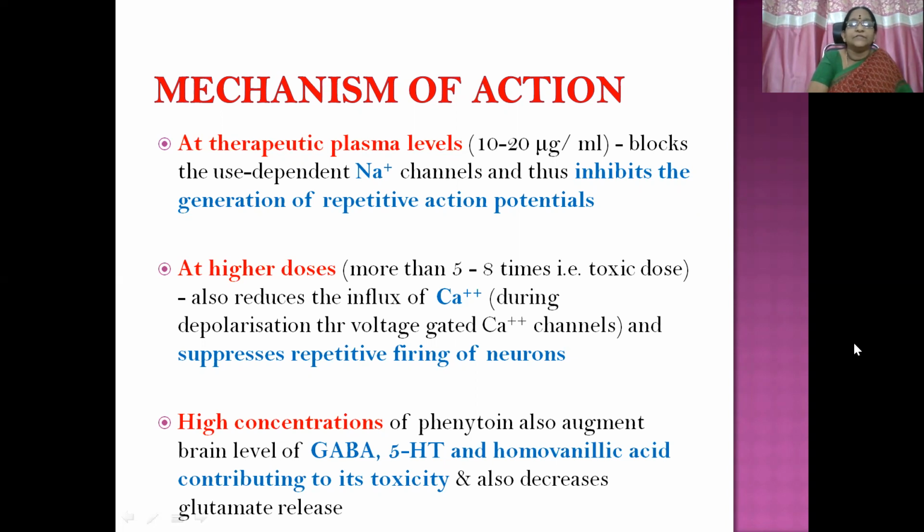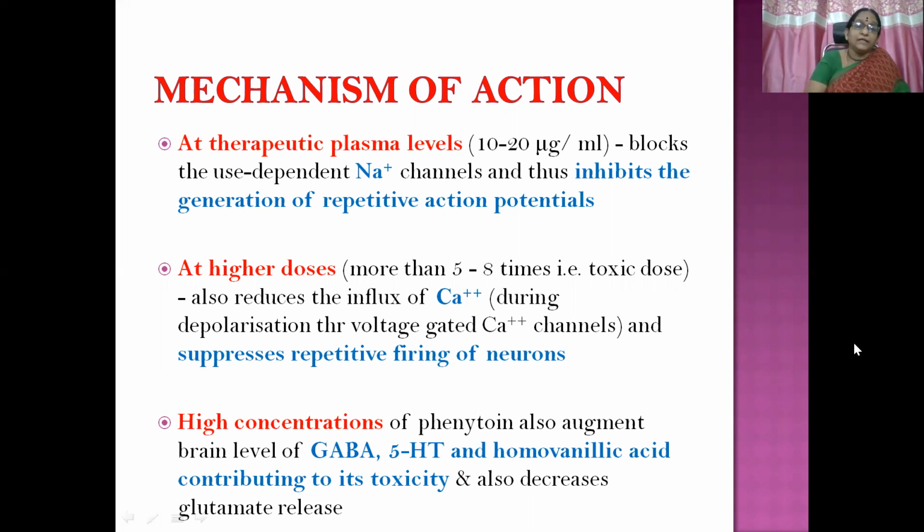At therapeutic plasma levels, 10 to 20 micrograms per ml blocks the use-dependent sodium channels and thus inhibits the generation of repetitive action potentials. At higher doses, more than 5 to 8 times, it also reduces the voltage-gated calcium channels and suppresses repetitive firing of neurons. So that means at therapeutic levels, inhibition of action potential generation, and at higher doses, calcium channel inhibition, because of which further propagation or repetitive firing of neurons is inhibited. So both sodium channels and calcium channels are blocked.